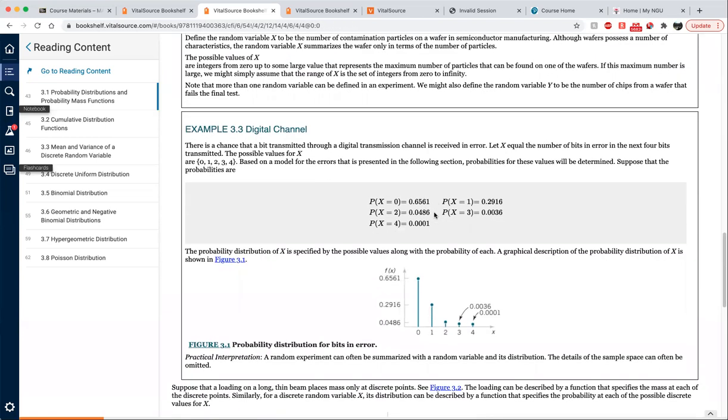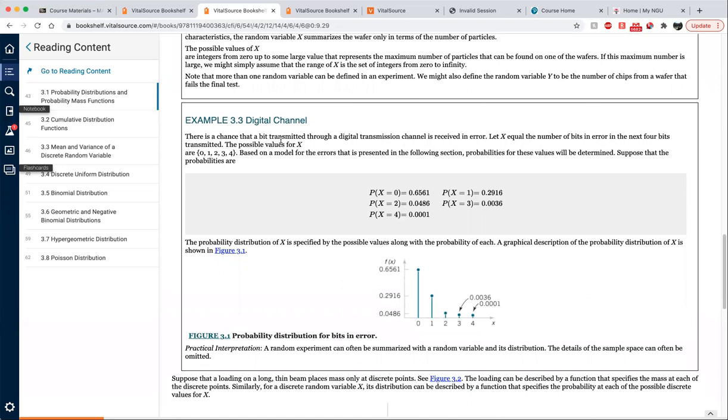Let's see example 3.3. A bit is transmitted through a digital transmission channel and is received in error. Let X equal the number of bits in error in the next 4 bits transmitted. The possible values of X are 0, 1, 2, 3, 4. Based on a model for the errors presented in the following section, the probabilities for these values will be determined. Suppose the probabilities are these, here.